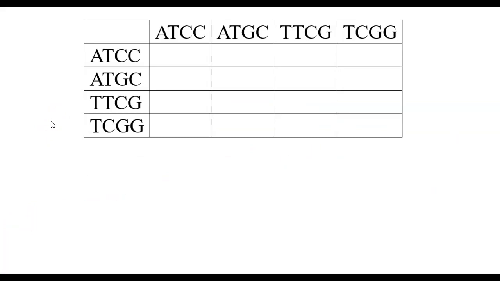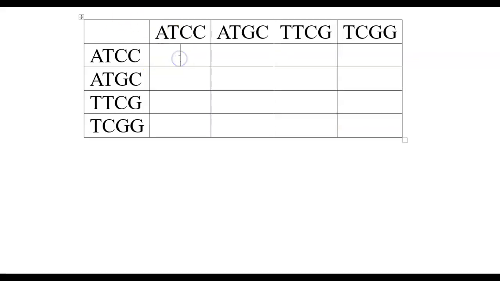Consider 4 different species that have homologous sequences: ATCC, ATGC, TTCG, and TCGG. Basically, we're going to use the number of differences as a way to measure how dissimilar they are, in order to produce a phylogenetic tree from this. So let's go ahead and make this.